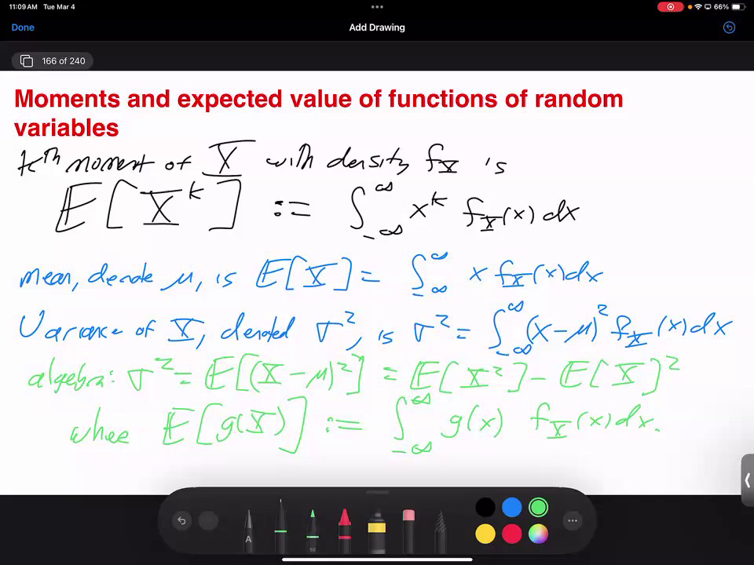And so one way to calculate the variance is to look at the integral of (x minus mu) squared, which is basically just the expected value of (x minus mu) squared. Another way is to look at the second moment, the expected value of x squared, and subtract off the square of the first moment.